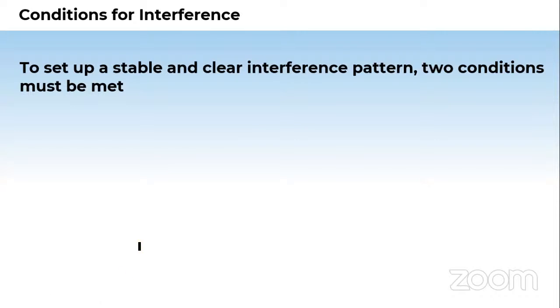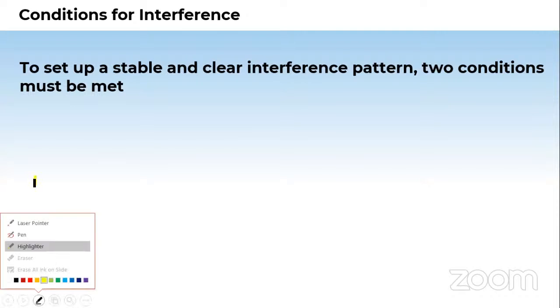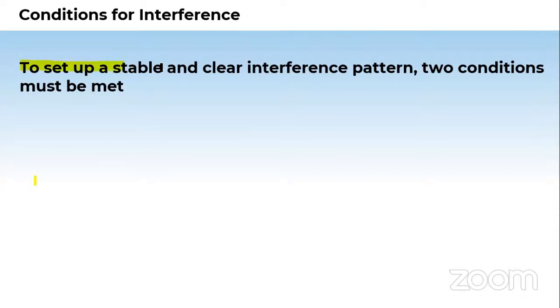Now we'll revise the condition again to set up a stable and clear interference pattern. These two conditions must be met. Let me tell you, to set up a stable and clear interference pattern, students, you must understand two conditions. What are the two conditions? Two conditions which must be met, I'm showing you on the screen.